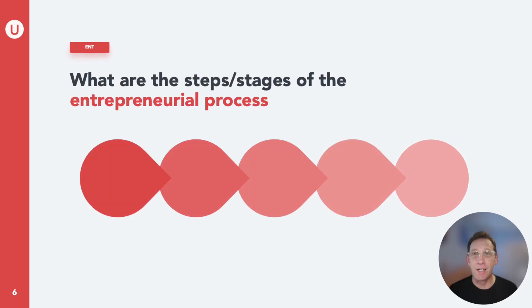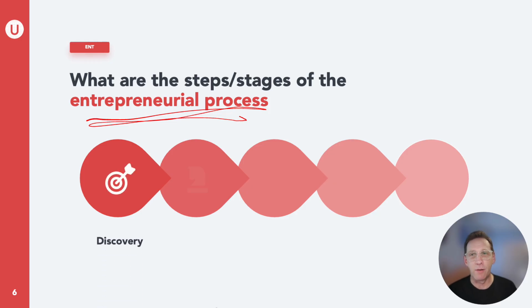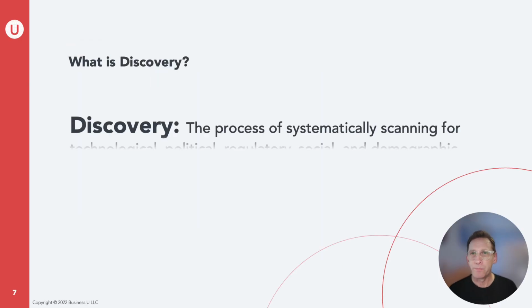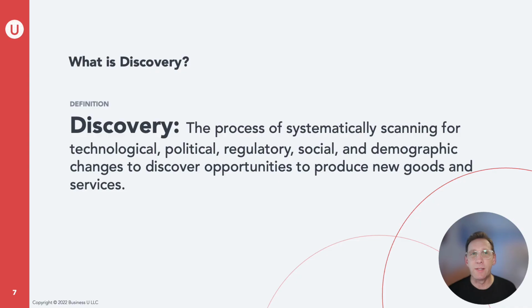So that's just an example of the steps or stages in the entrepreneurial process. And so that's what we're going to talk about in this lesson primarily. These are the stages of the entrepreneurial process: discovery, the business plan, resourcing, running the business, and harvesting. We're going to talk about each one of these individually, starting with discovery, of course. Discovery is the process of systematically scanning for technological, political, regulatory, social, and demographic changes to discover opportunities to produce new goods and services.